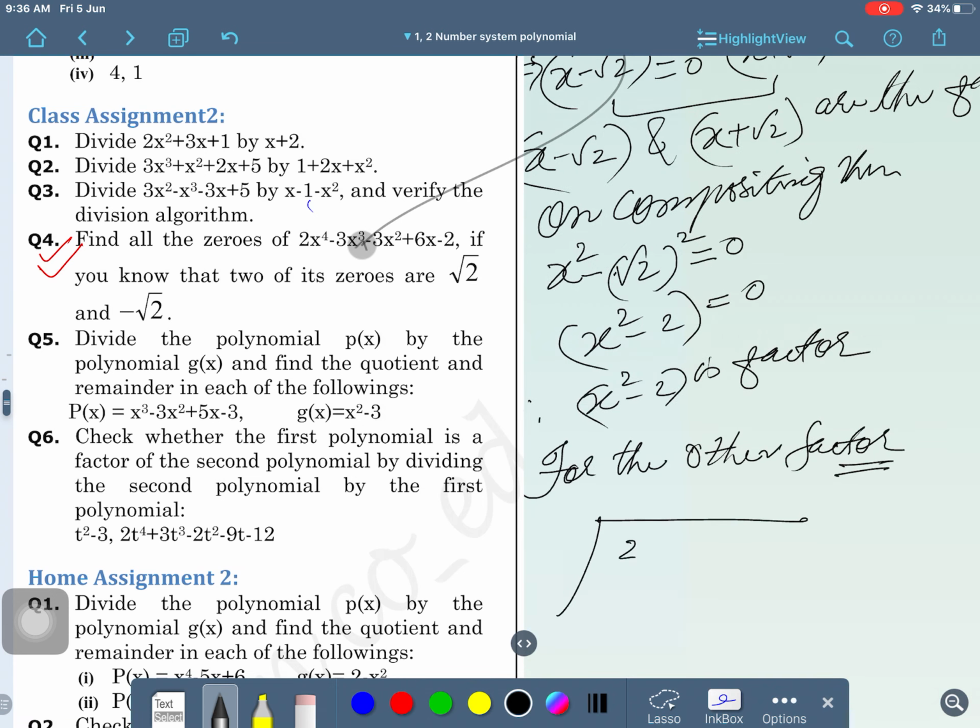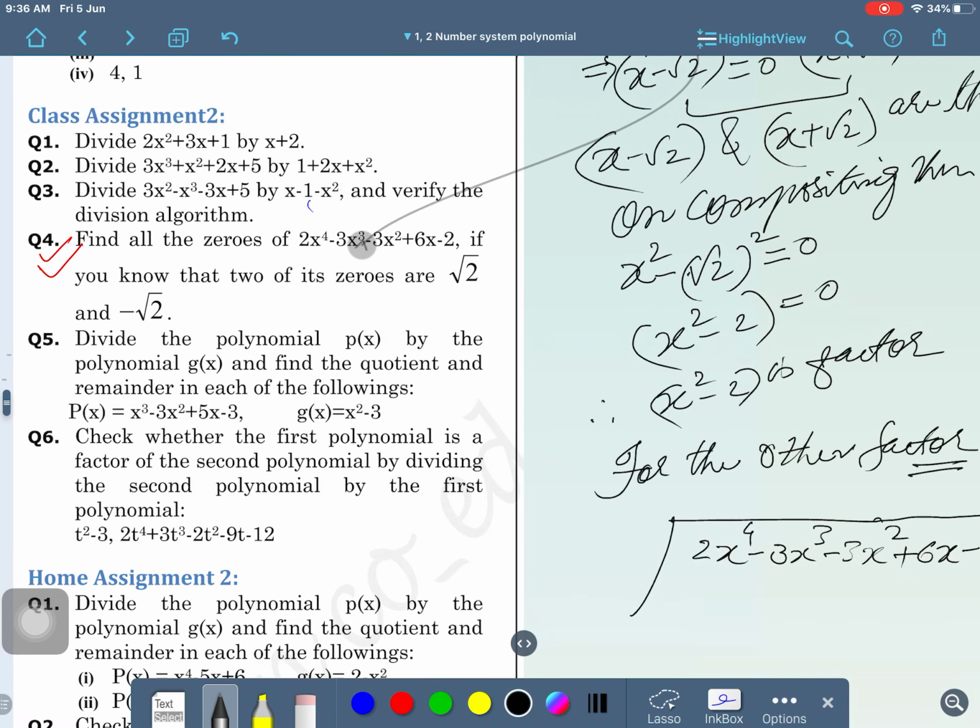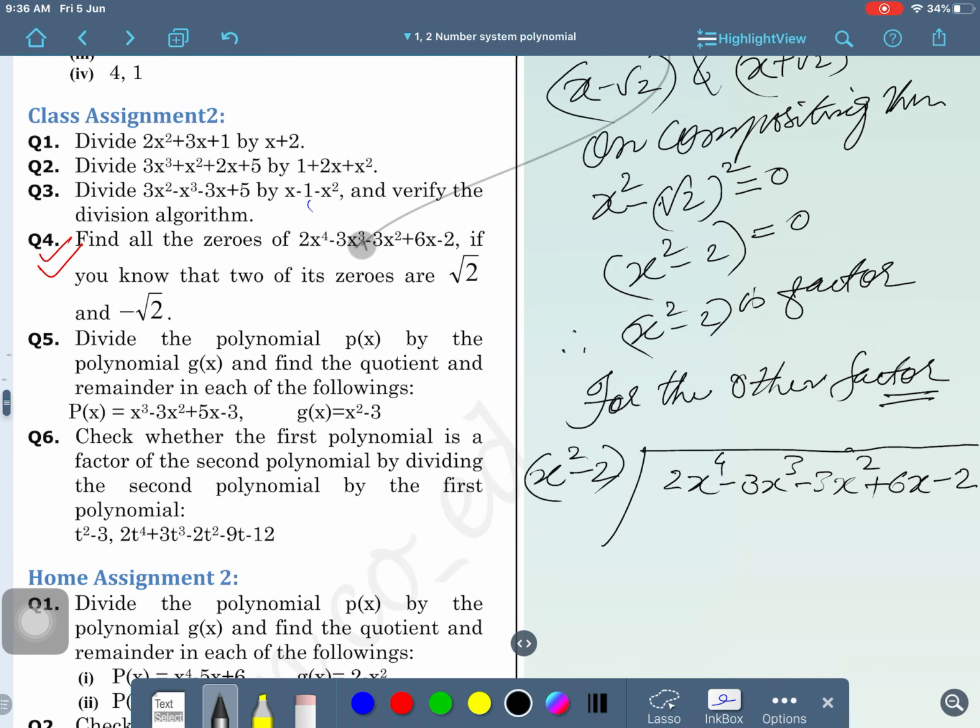2x to the power 4 minus 3x cube. What next is then? Minus 3 of x square and plus 6x and minus 2. There is before you. Clear or not? And what next also further? Further there is x square minus 2. You may see this. Clear, guys? Now we are to find out.